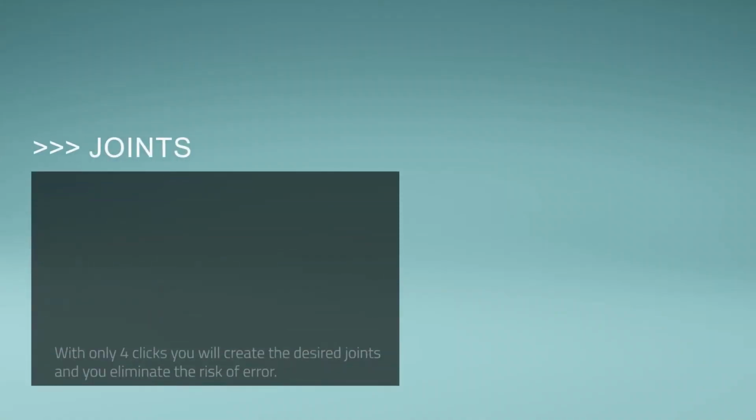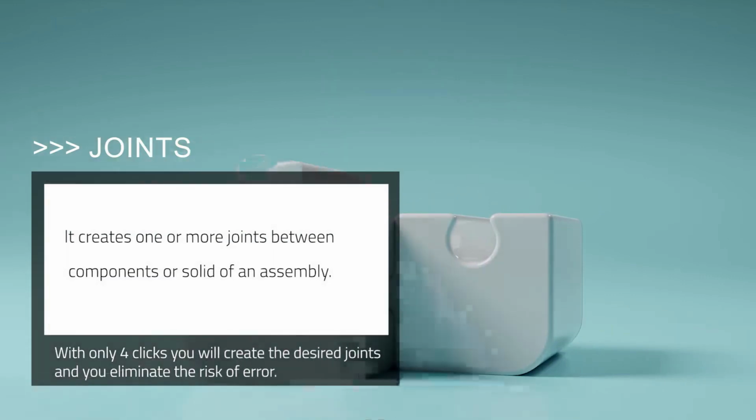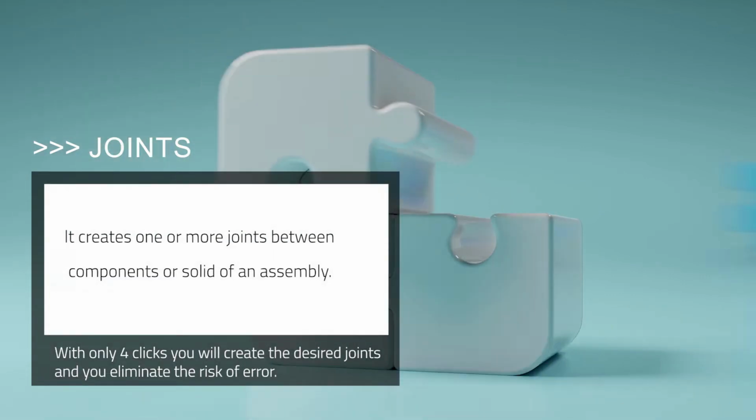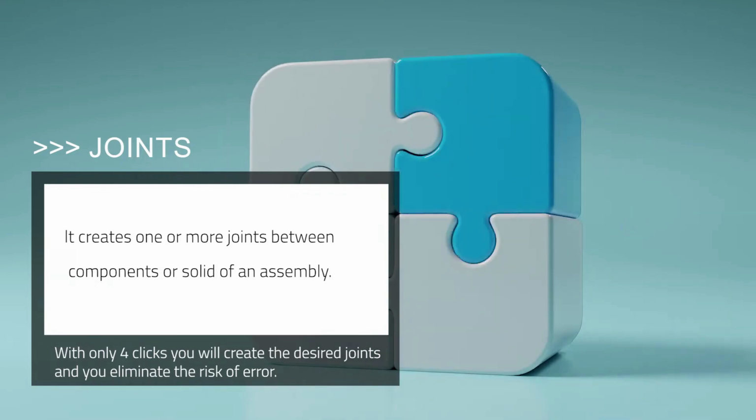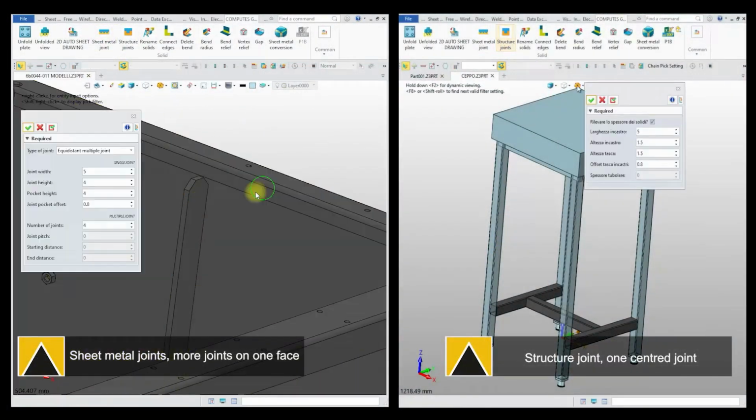Presentation: the macro joints. The two macros can be used on sheet metal or tubular. Joints can be created with one or more joints between two solids. Single joint, it creates one joint in the center of the selected face. Multiple equidistant joint with distances, it creates more joints on the selected face.